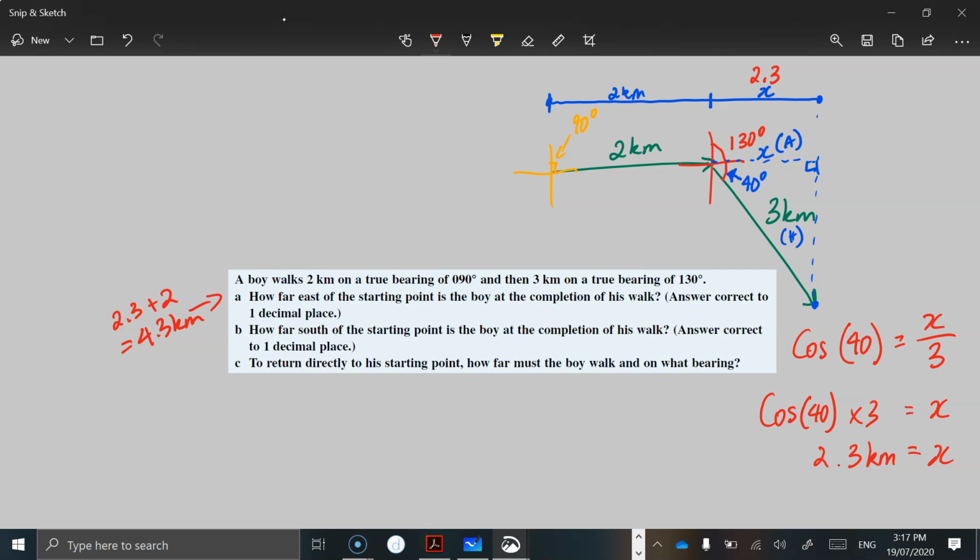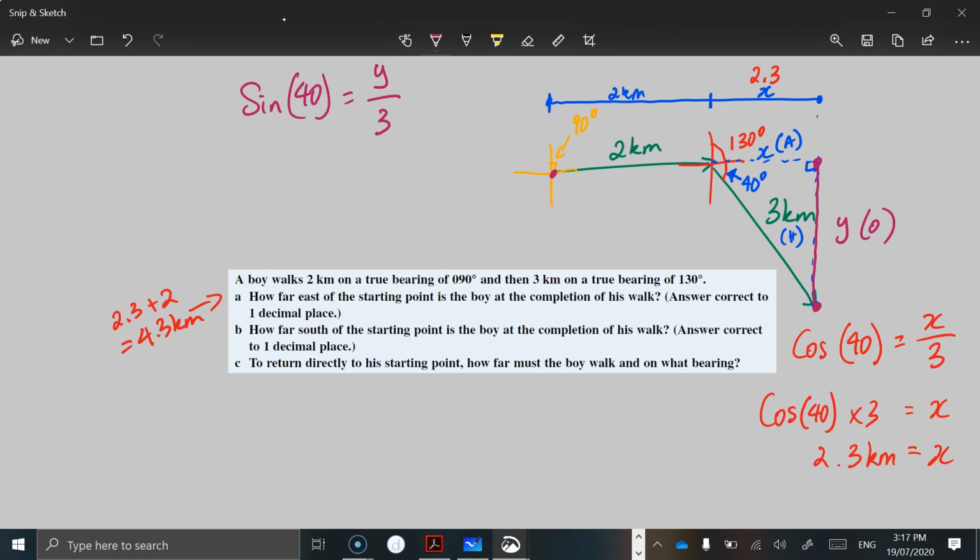How far south of the starting point is the boy at the completion of his walk? So now we're looking at going, going to be running out of colors here, from this point here to this point. Okay, so we're wanting to work out that distance. So we've got our angle, which is 40 degrees. We're wanting to work out this one, which is the opposite now. And we'll still use 3 as our hypotenuse, so we just need sine. So sine of 40 degrees is equal to the opposite, which is y, over our hypotenuse, which is 3.